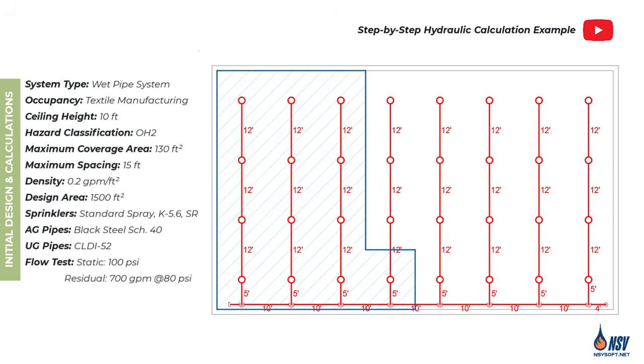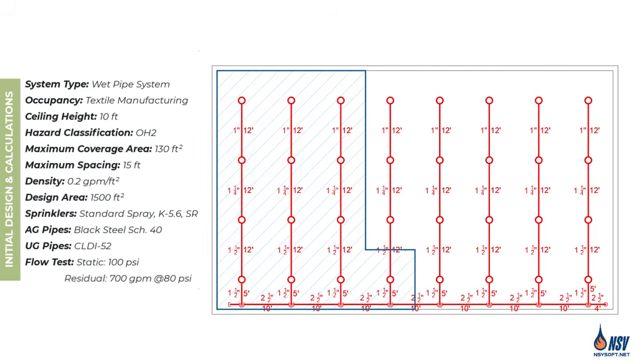However, if the supply cannot support the demand, or if we want to reduce system cost, the pipe sizes must be adjusted. In this example, let's assume 1-inch pipes feed a single sprinkler, 1 1/4-inch pipes feed 2 sprinklers, 1 1/2-inch pipes feed up to 4 sprinklers, and 2 1/2-inch pipes are used for the cross main and riser. For the underground pipe connecting the sprinkler system to the municipal water network, the pipe size is 4 inches.